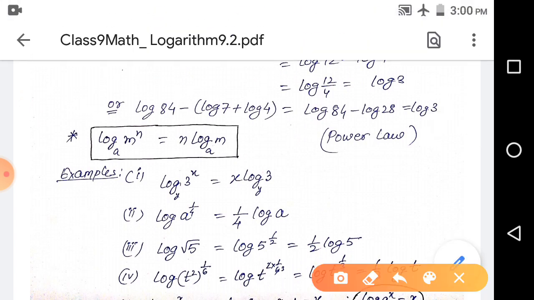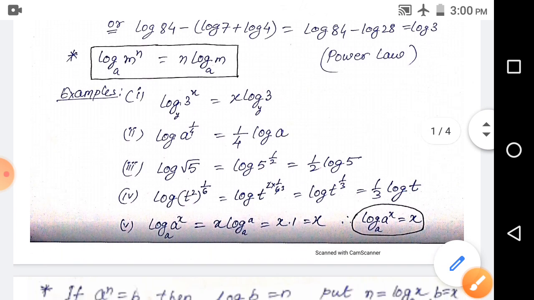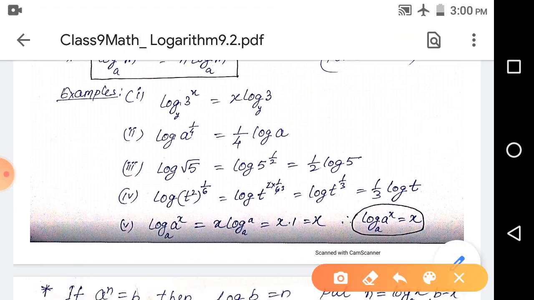See, log base y of 3 to the power x, then we can take this x as a multiple here, x log base y of 3, y remains as the base. This one we have log a to the power 1 by 4 equals 1 by 4, that is, this power is taken as a multiple, so 1 by 4 log a. Now this one we have log root 5. Root 5 can be written as 5 to the power 1 by 2. So this 1 by 2 can be taken as a multiple, 1 by 2 log 5 is the answer.